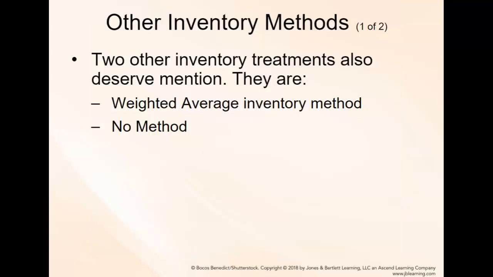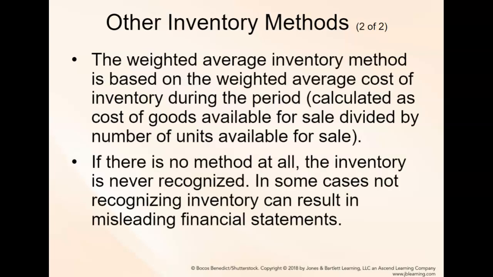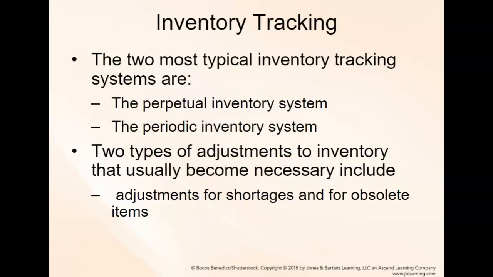Other inventory methods: weighted average, no method. No method speaks to where it just gets used so fast that no tracking is necessary. Or you still have to keep up with it for finance purposes, but it's not like the others. Other inventory method, the weighted average. If there is no method at all, the inventory is never recognized. That's what I was just talking about, the no method.